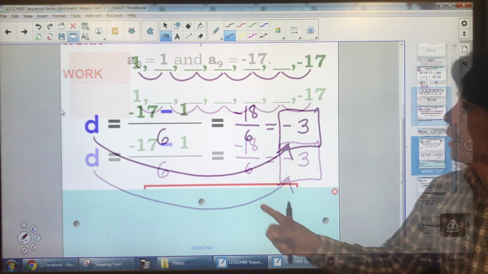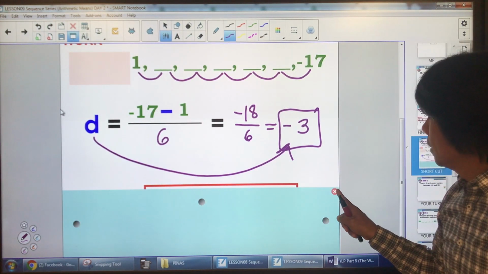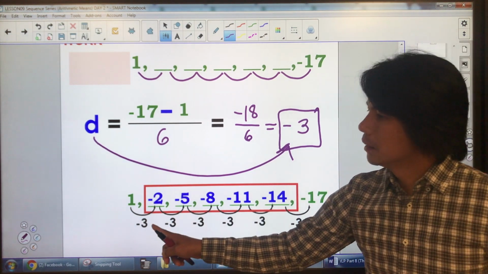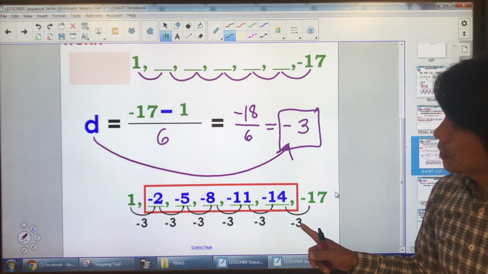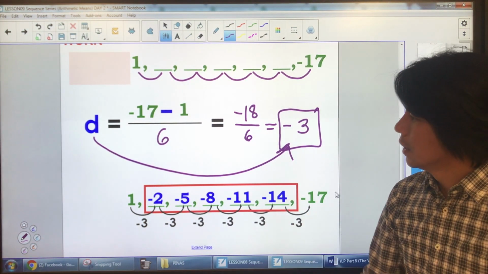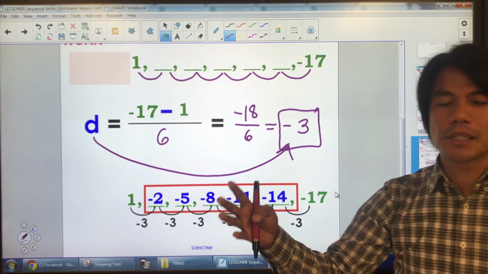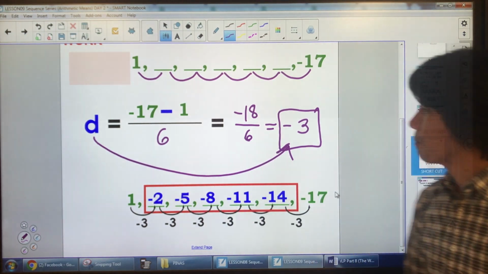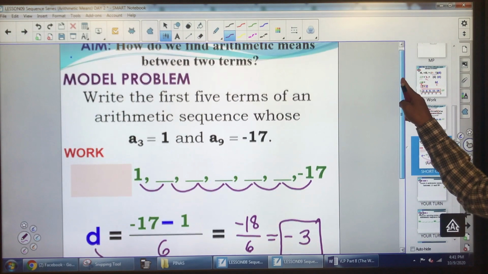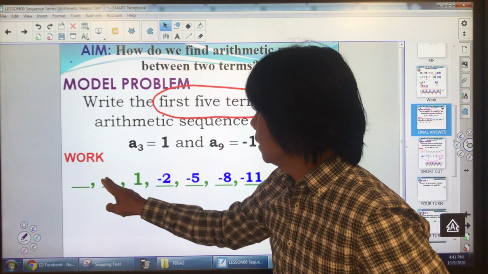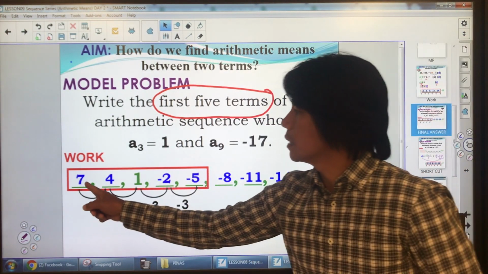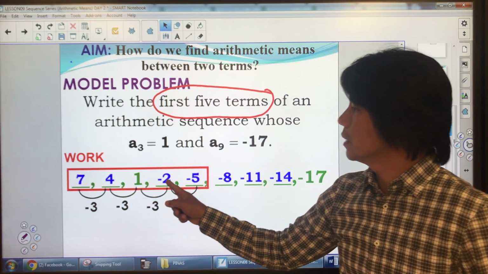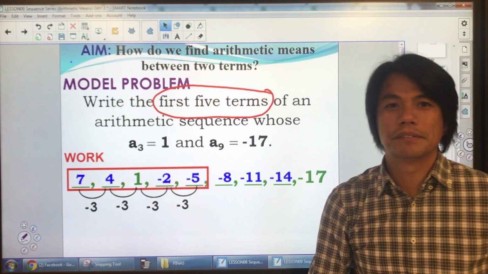Alright? Now from there, you will come up with this set of numbers, this arithmetic sequence. Right? Similar to what we just finished earlier. Again, going back to the problem. So our final answers are positive 7, positive 4, 1, negative 2, and negative 5.